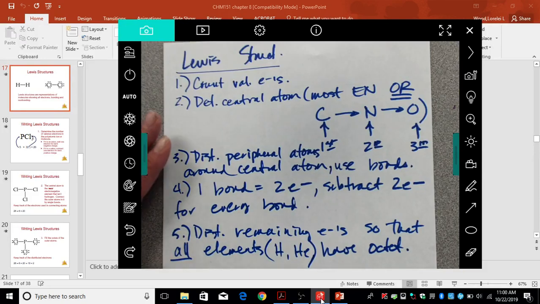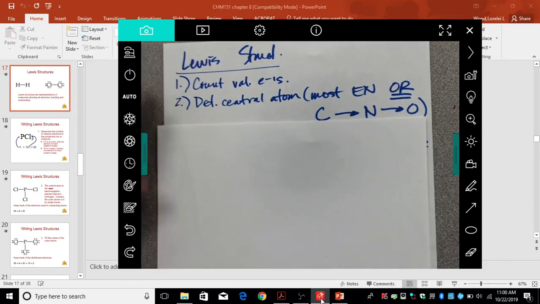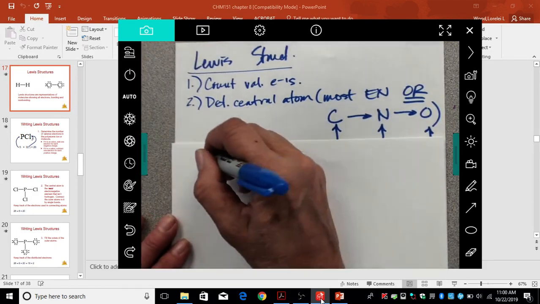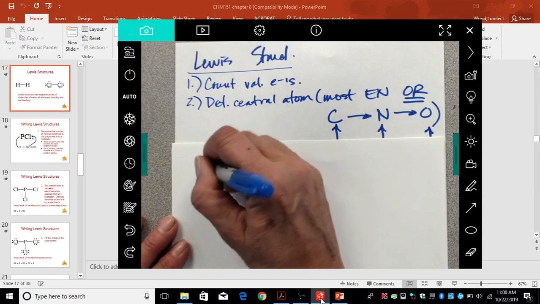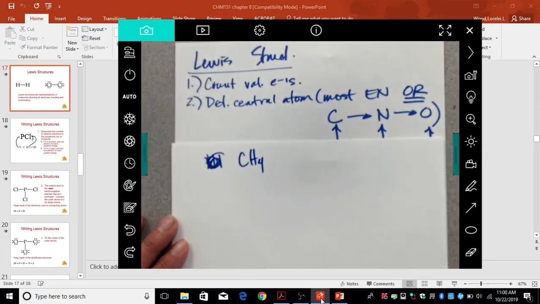All right, so using those rules as the backdrop, we're going to do it one at a time. And we're going to start with CH4. Anybody know what CH4 is?